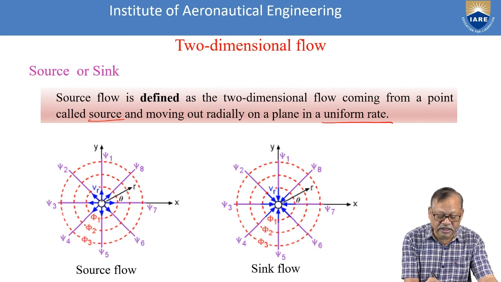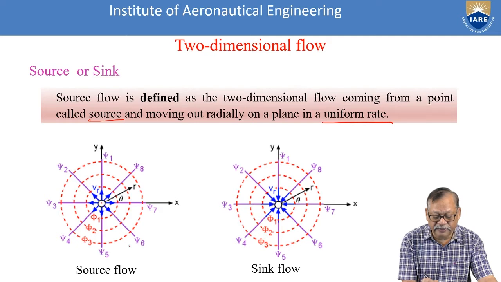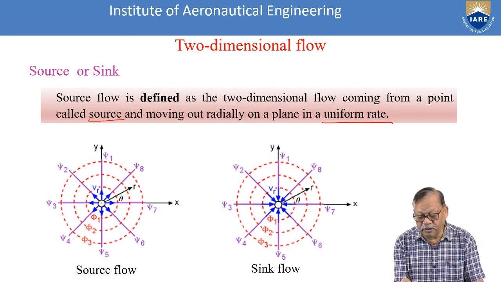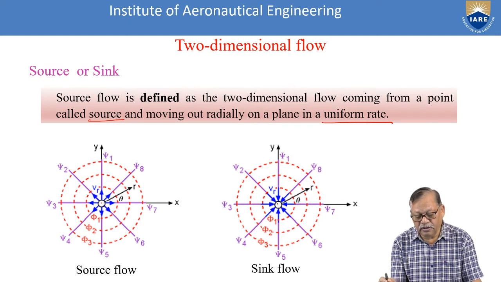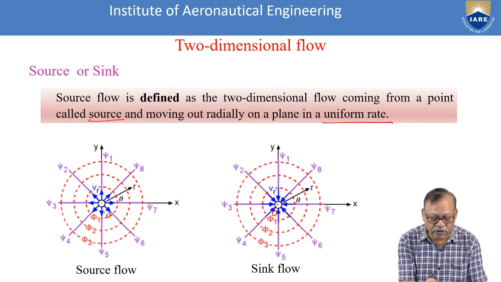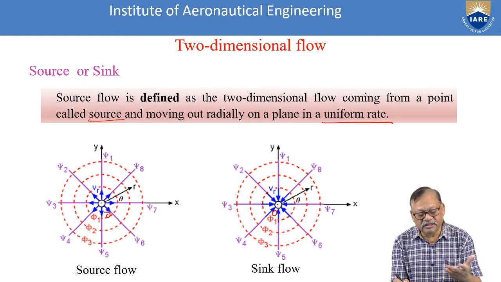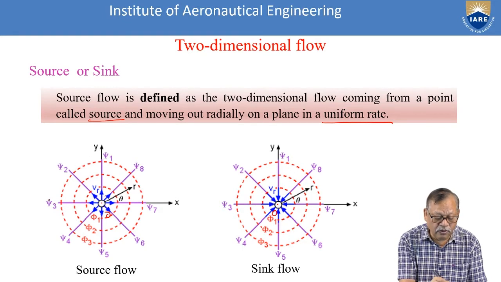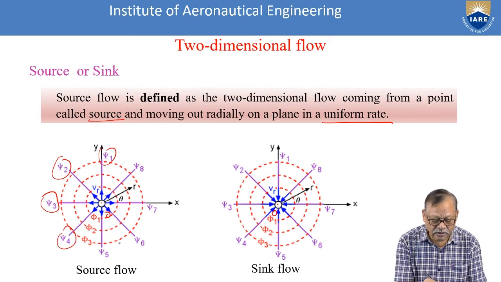So pictorially, let us see the source flow. You can see that from a particular point all the flows are going out radially, and sink means all are coming in towards the point O. Take this as the point O. So what is the psi and phi? In this case, these are all the psi values, how much it is going out.